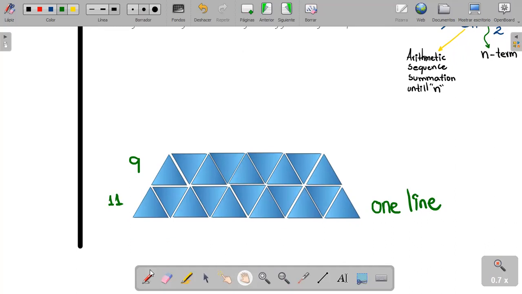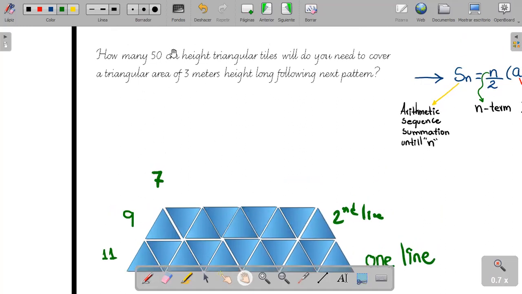I think we are going to use 7 tiles on the next line. And okay, now the next question, how many lines will you make? Because this is the second line. 3 maybe? Just with 3, we need to cover an area and a space of 3 meters.